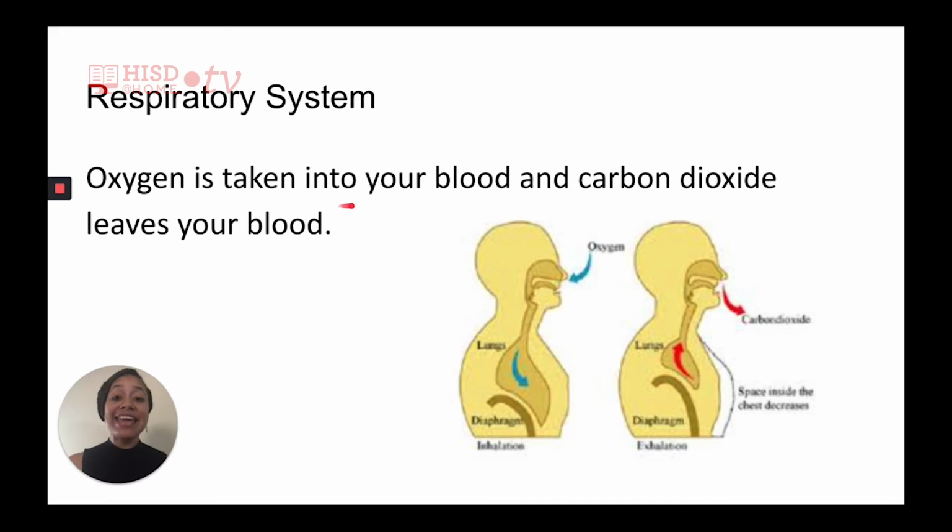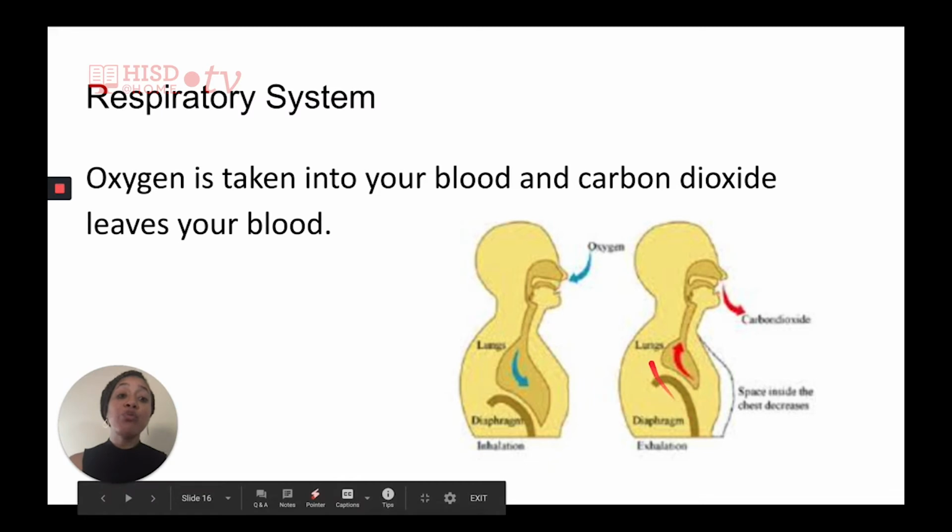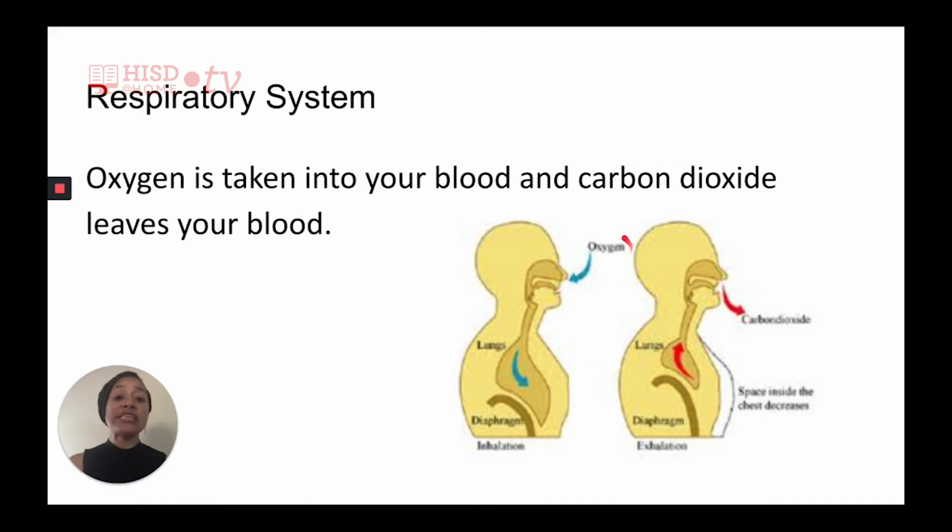Oxygen is taken into your blood and carbon dioxide leaves your blood. So as you can see from this image, we take in oxygen and we release carbon dioxide. Again, that's very important that we understand we take in oxygen. Oxygen comes in and carbon dioxide goes out.